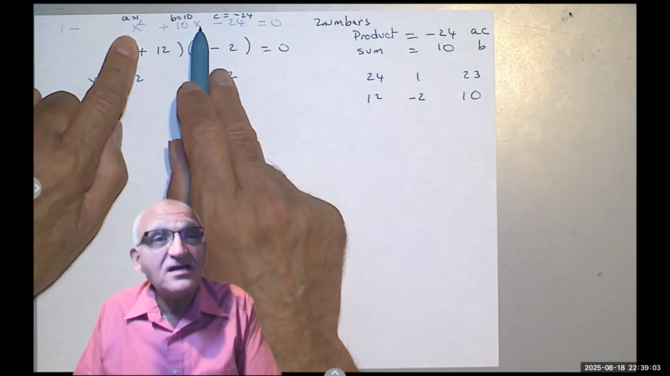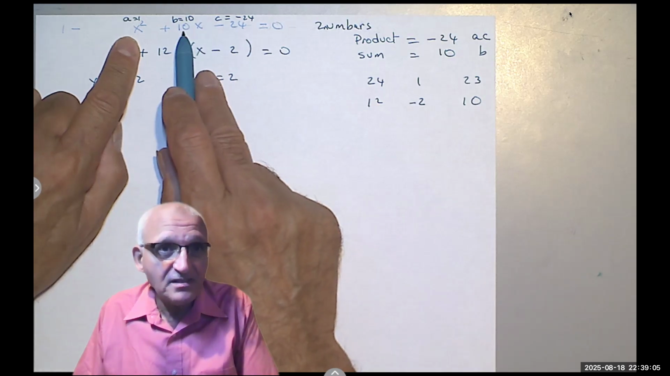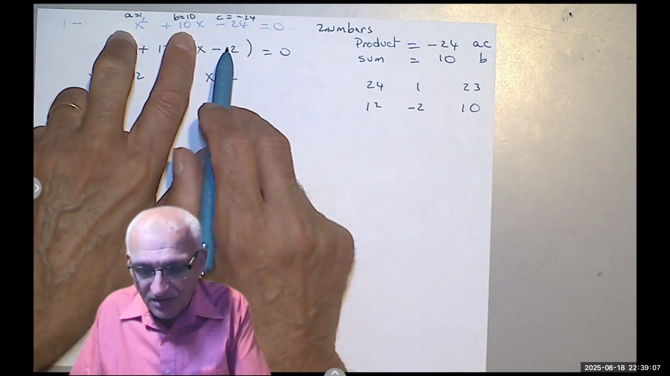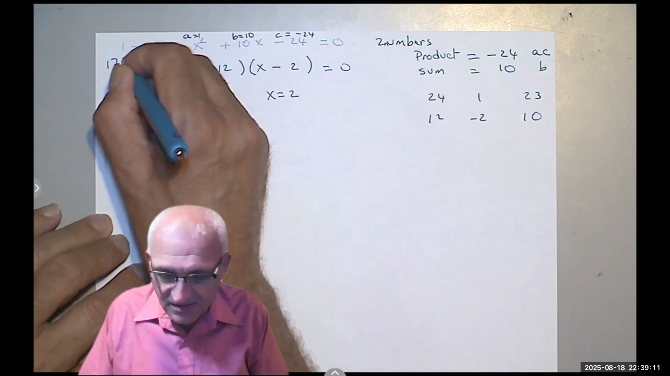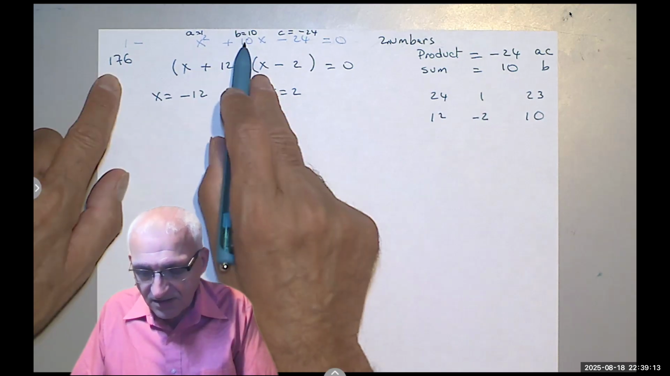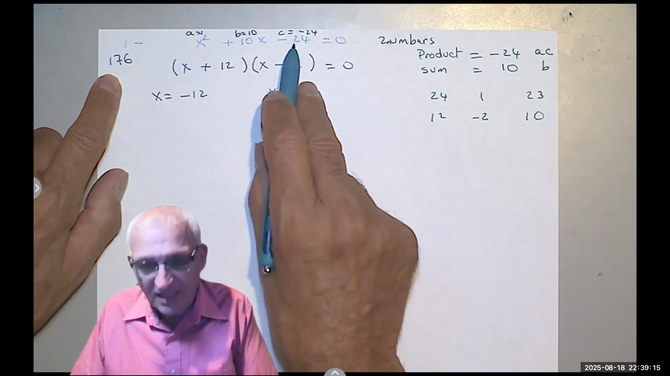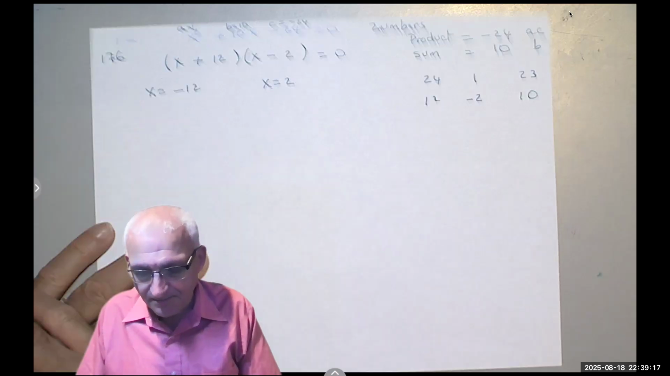And 10x is another 100, right? Because 10 times 10. So that's 200. And then you subtract 24, so you get 176. 100 plus 100 minus 20 is 180, minus 4 is 176.